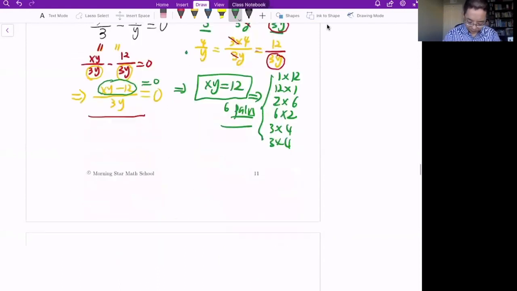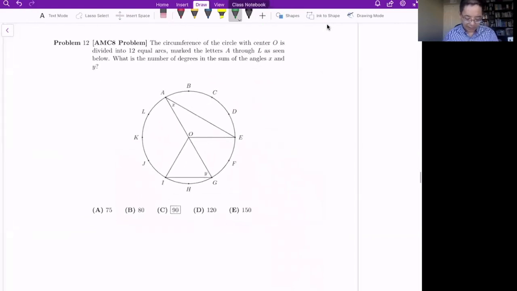All right, now let's look at problem 12. Here we have a circle that's evenly divided into 12 pieces, and here are two triangles. You want to find the angle x plus y.